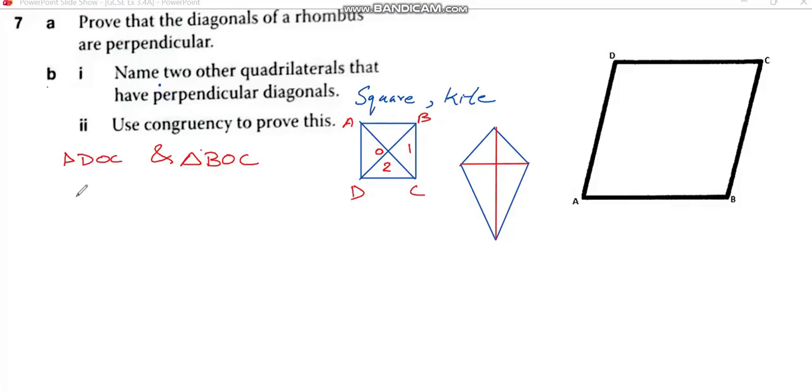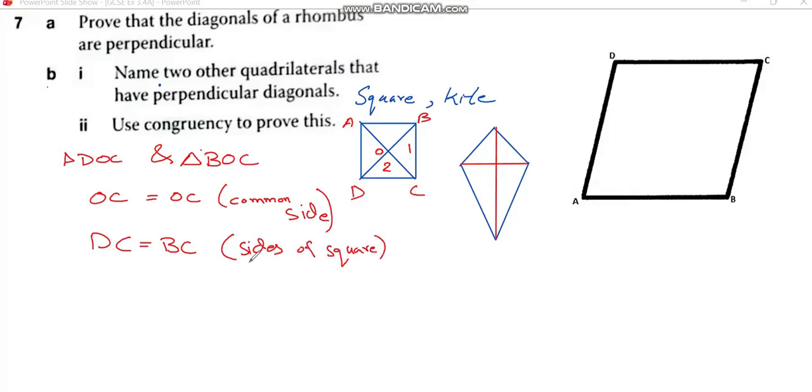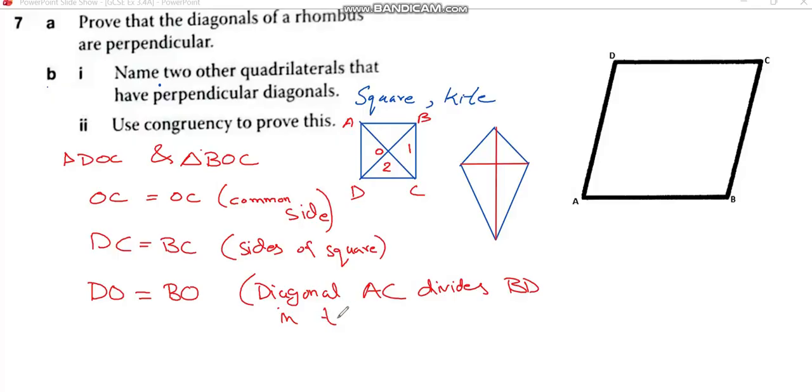In these 2 triangles, look, there is a common side OC. OC is the common side in both triangles. That's why we can say this should be equal, common side. Similarly, DC and BC are 2 equal sides because these are the sides of the square. All the sides of the square are equal in length. And the third thing we can mention is that the side length DO will be equal to the side length BO because diagonals intersect each other in the middle, means the diagonal AC divides BD into 2 equal halves.